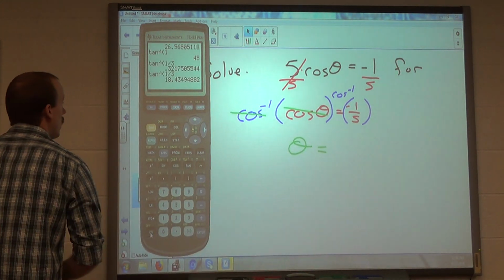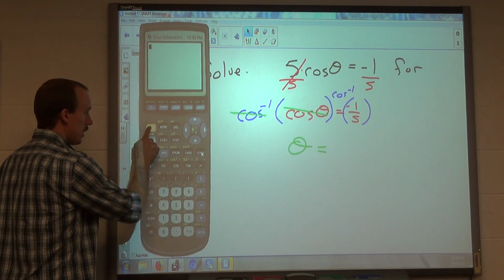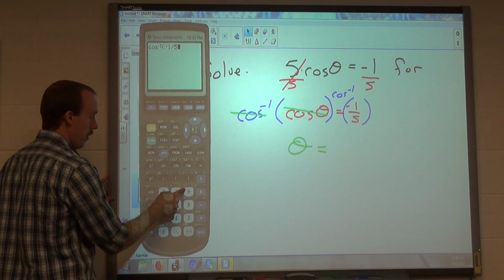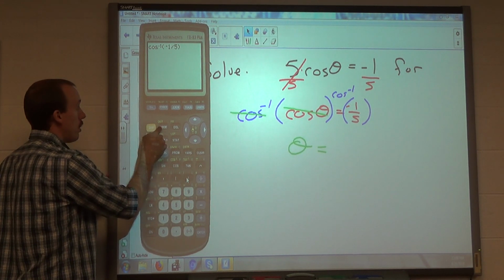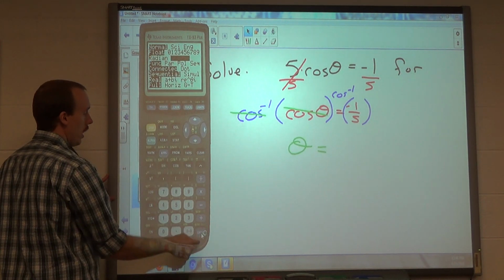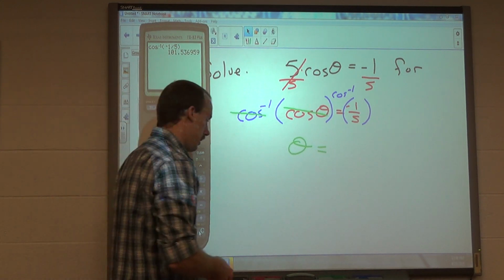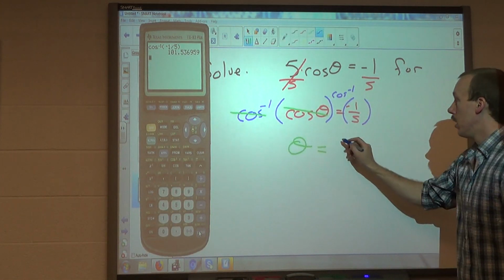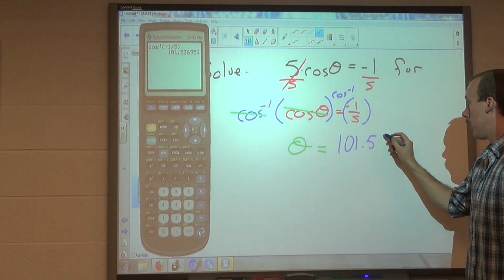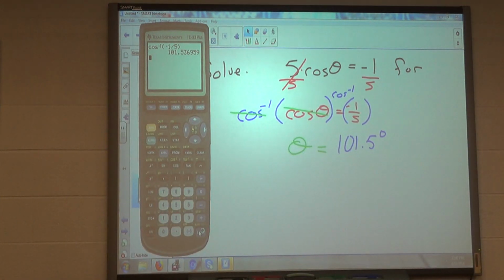So turn my calculator on. I would go second cosine of -1 divided by 5. Before I hit enter, what mode do I have to be in? Degree. So go to degree mode on your calculator, and then hit enter. And how many degrees is this answer? 101.5 degrees. We'll just leave it to the nearest tenth. I think the direction said nearest tenth in your book.